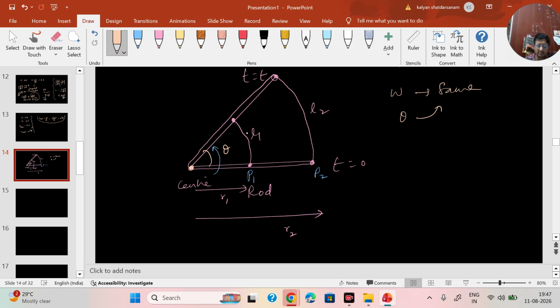So once you got the angular speed of the rod, how do you get linear speed? Multiply by corresponding radii. This has a smaller radius, so lesser speed. This has a greater radius, so it has a greater speed. So there is an advantage of dealing with angular quantities.